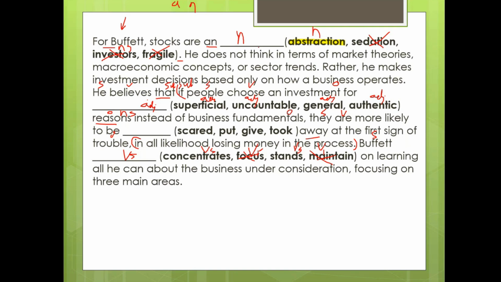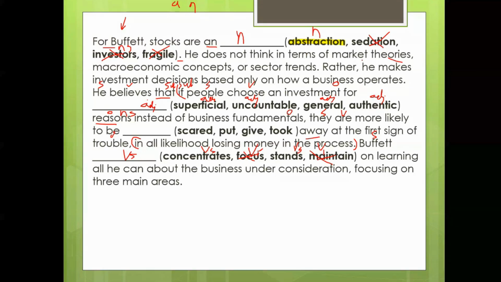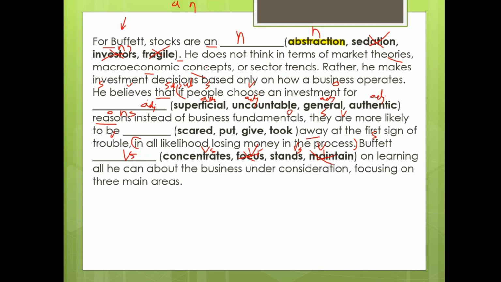So stocks are an abstraction. He doesn't think in terms of market theories, microeconomic concepts. Just start making sense. Imagine or start making sense. He does not think in terms of market theories, microeconomic concepts, or sector trends. Rather, instead of that, he makes investment decisions based only on how a business operates. Instead of going for these things, he makes his decision based on how a business operates.